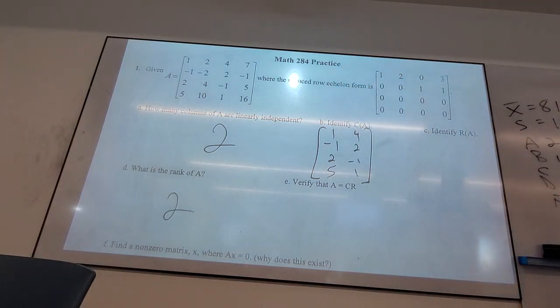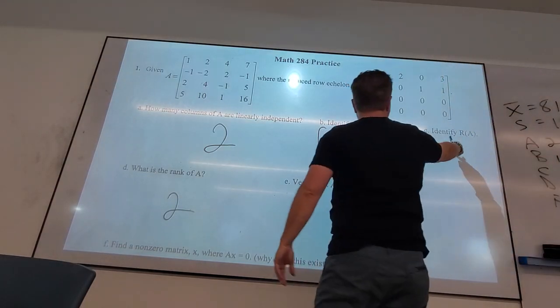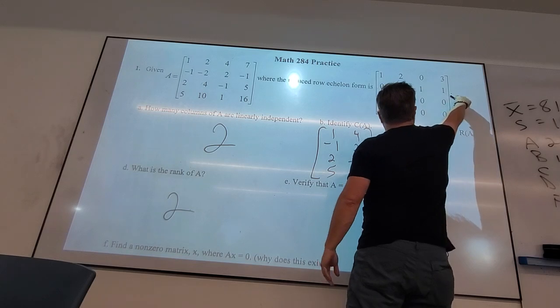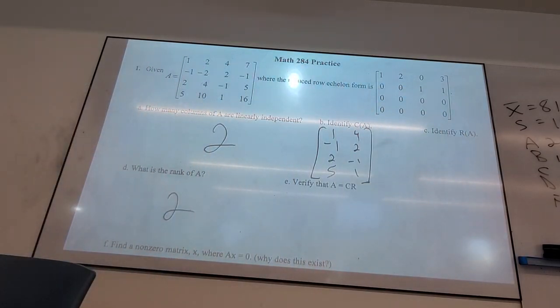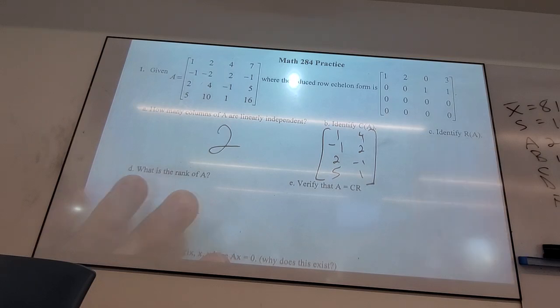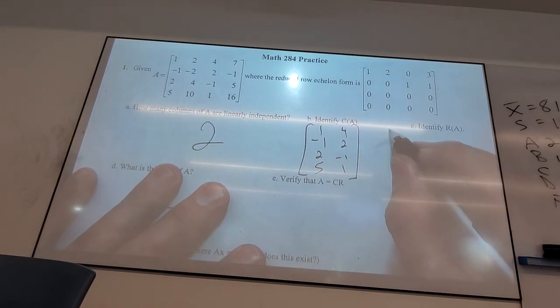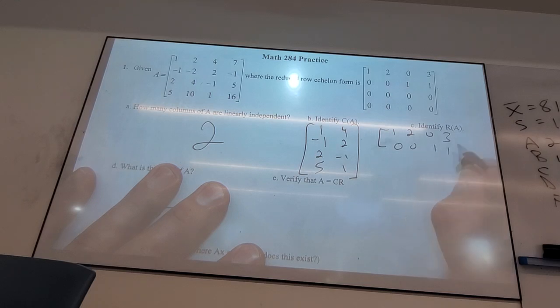Okay, but it still is something I can interpret. I can still use it. The rows I get from the end result. The row space R is just this and this. Let me write it over here. Okay. So the rows are 1, 2, 0, 3, and 0, 0, 1, 1.